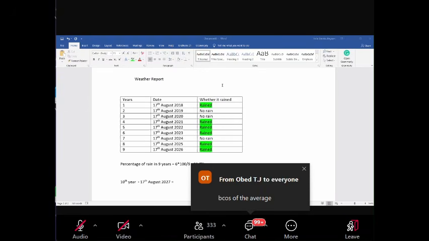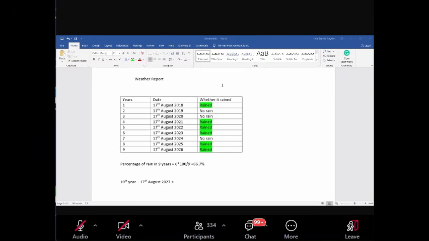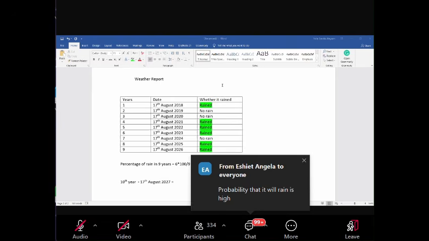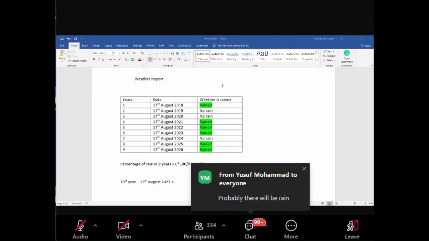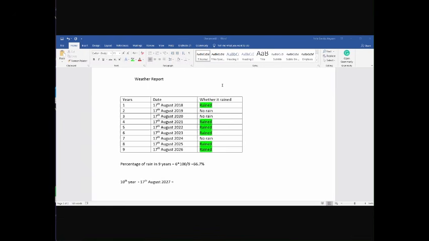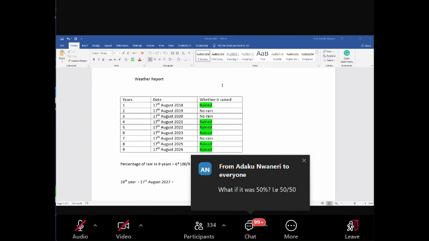Once the data over 10 years, 20 years is showing that on this 17th August the probability that it will rain is high, over 60%, then based on that probability, it will say it will rain. Of course, we may get to 17th August 2027 and it will not rain. There's no problem. But the probability of rain falling is high.